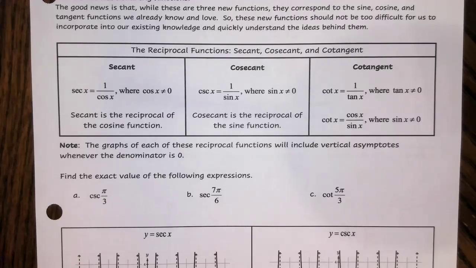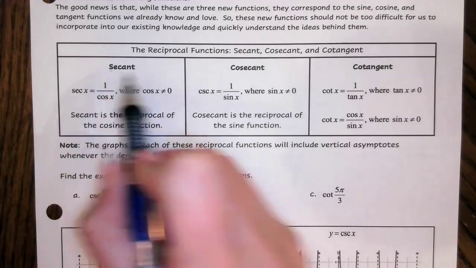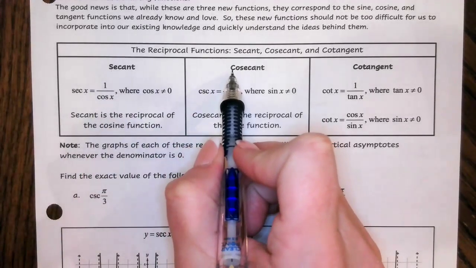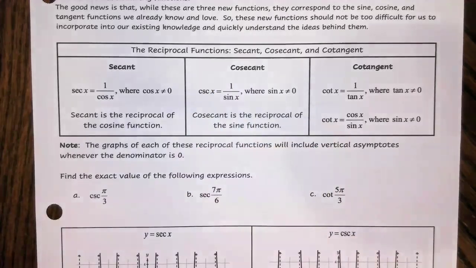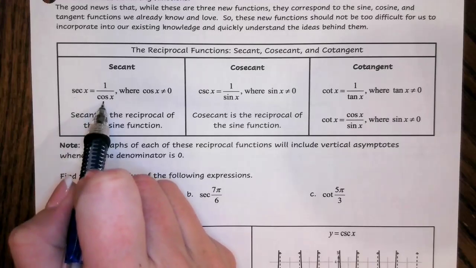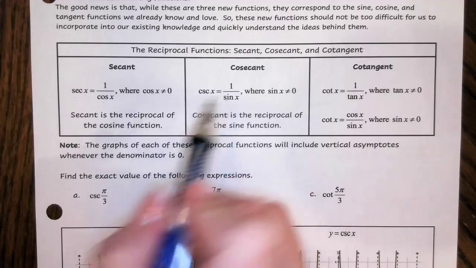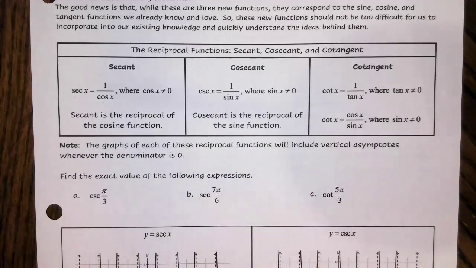Those are the two that students get confused the most because they want to put sine with secant because they're both s's, and they want to put cosine with cosecant because they're both c's, but that is not the case. Secant is the reciprocal of the cosine, and cosecant is the reciprocal of the sine. This one they don't confuse as much.